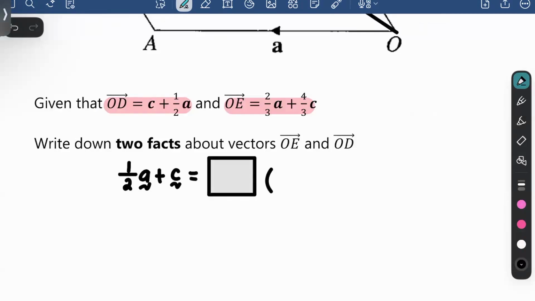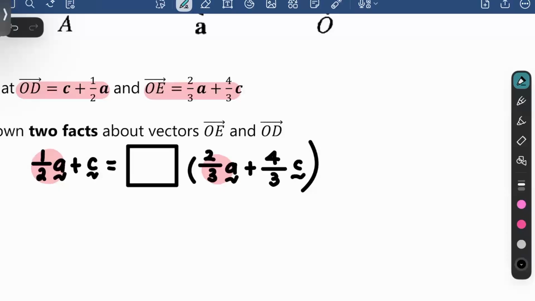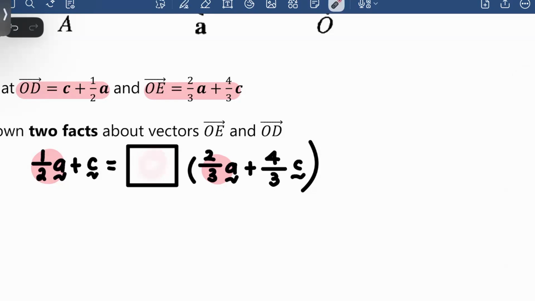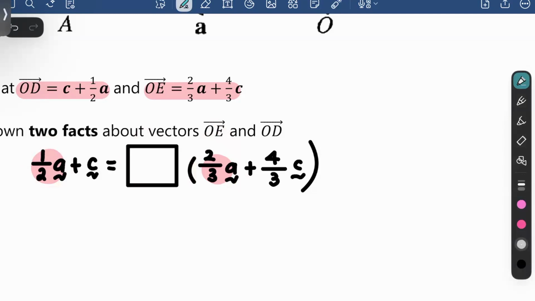Then this one here will be 2/3 A plus 4/3 C. Oh, interesting. Now that I reach this part over here, I need to find this blank, correct or not? And how do I do that? This is equals to this times this. So I'll take my pencil, half A equals to something times 2/3 A. So how do I find the something? Bring this guy over.